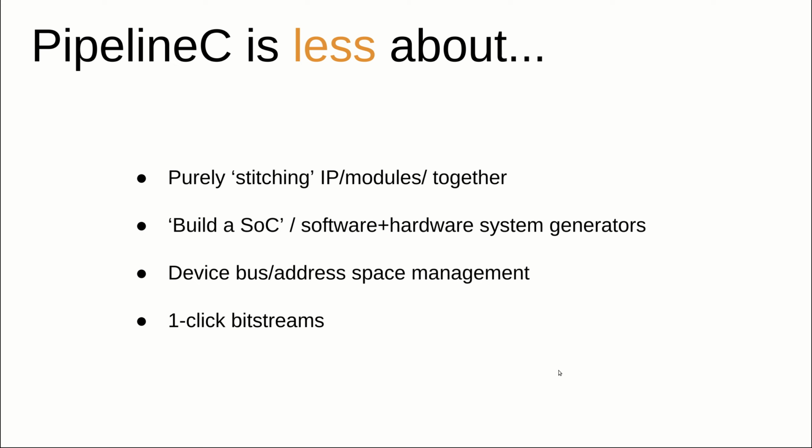More general thoughts here: PipelineC is less about purely stitching things together. Like I said, it's not doing a build-a-system-on-chip kind of thing, generating a bunch of software and a bunch of hardware together. It's not all about a central bus and a bunch of things address mapped to it. And it's not just about, I want to have C code and get a bitstream out the other side. It doesn't do the full flow there. And it's not to say that PipelineC can't or won't do any of these things. It's just not the active focus of development.